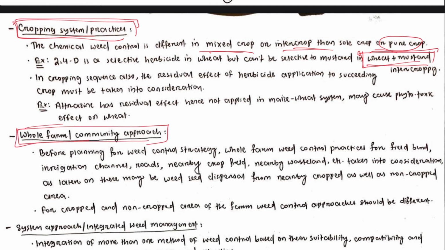Then we should take a whole farm or community approach. Before planning a weed control strategy, consider the field bund, roads, nearby crop fields, nearby wasteland, whatever is associated with our crop field in the nearby location. There also we should take weed control measures effectively, because dissemination will happen from there. So we need to clear all the localities around our field, to effectively grow the crop and to effectively control the weeds.